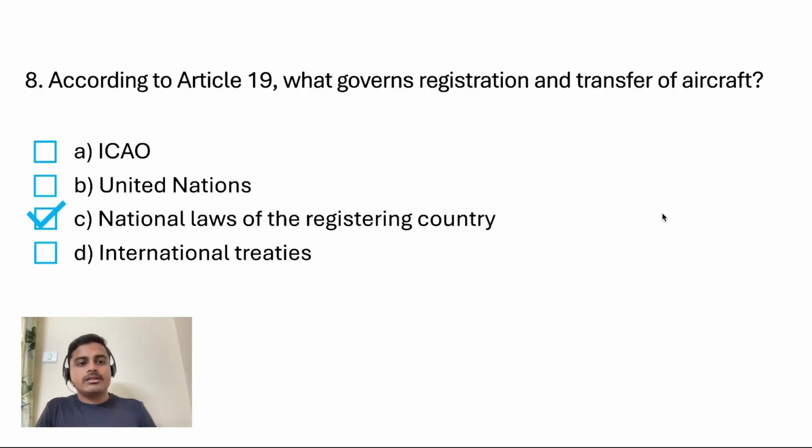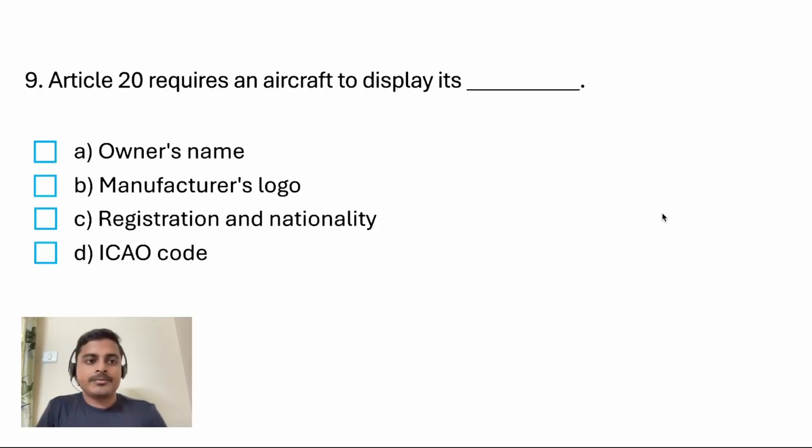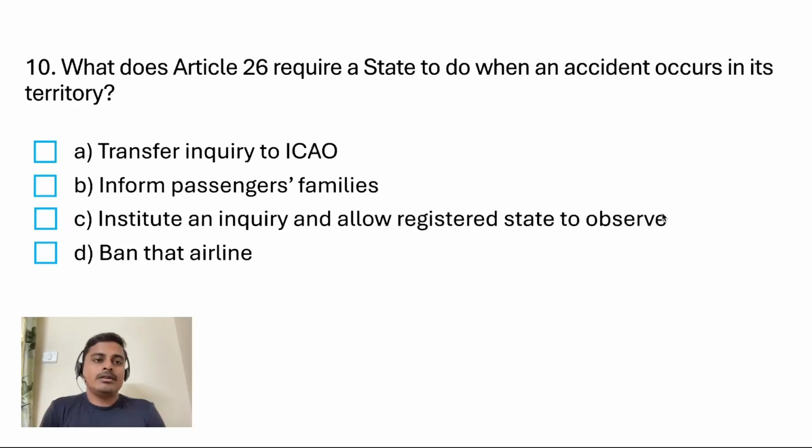So the correct answer is C, national laws of the registering country. Question number 9. Article 20 requires an aircraft to display its... So we have the owner's name, manufacturer's logo, registration and nationality, ICAO code. This is a simple one. So every aircraft should display their registration and nationality marks on their body as per Article 20.